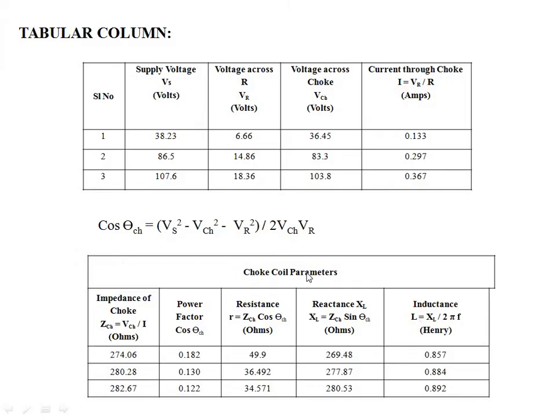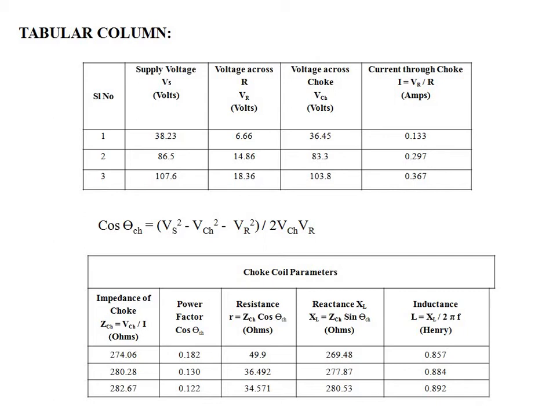Now here I have calculated for different values of supply voltage, noted down the voltage across the resistance, the voltage across the choke coil, and I have calculated the current. Now calculate the power factor using this equation.